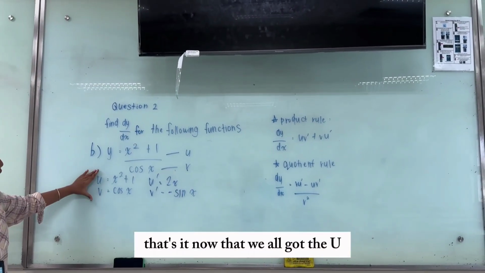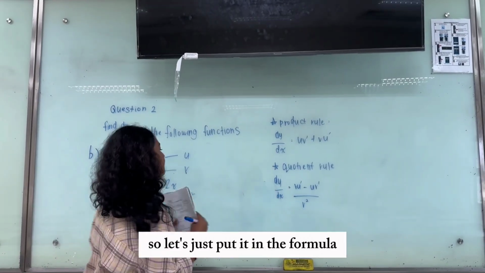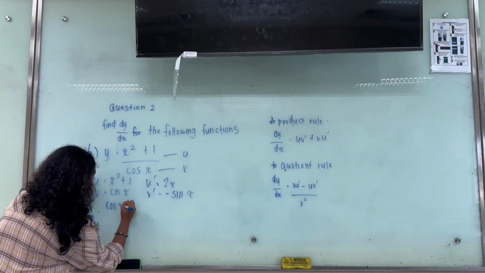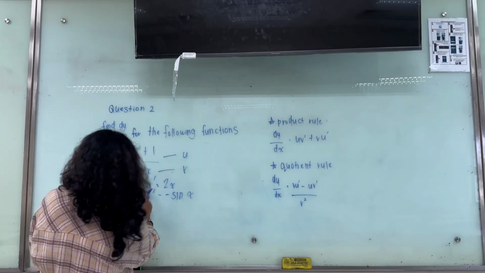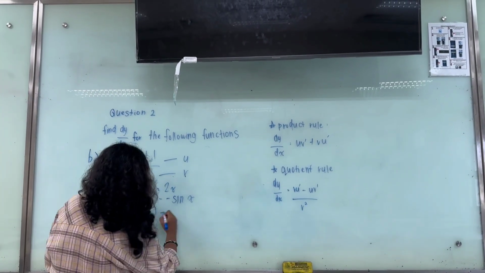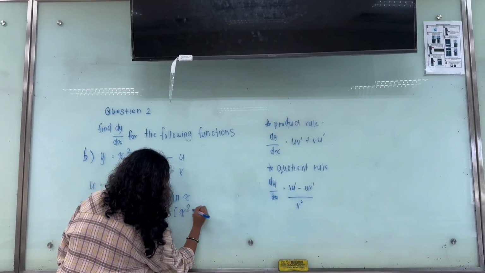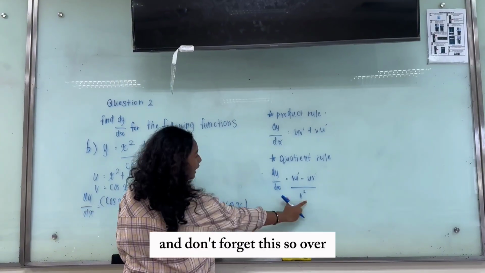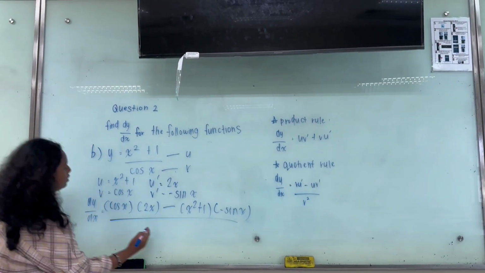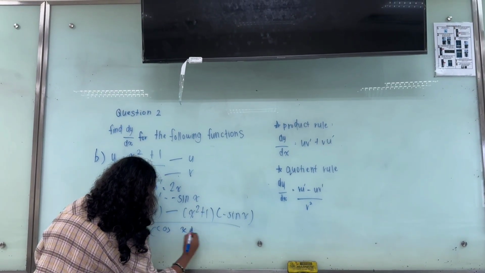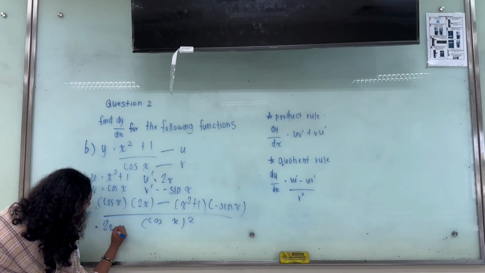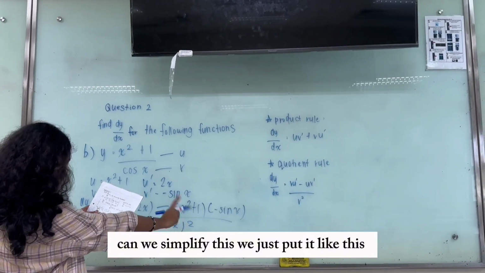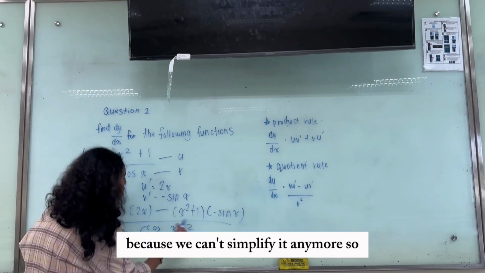That's it. Now that we've got the u, v, u prime, and v prime, let's just put it in the formula. So the formula is v u prime, dy dx, cos x, u prime is 2x, minus u, which is x, and v prime is negative sin x. And don't forget this, over v, which is cos x. So this is 2x cos x minus, can we simplify this? We just put it like this, in this shape, because we can't simplify it anymore.